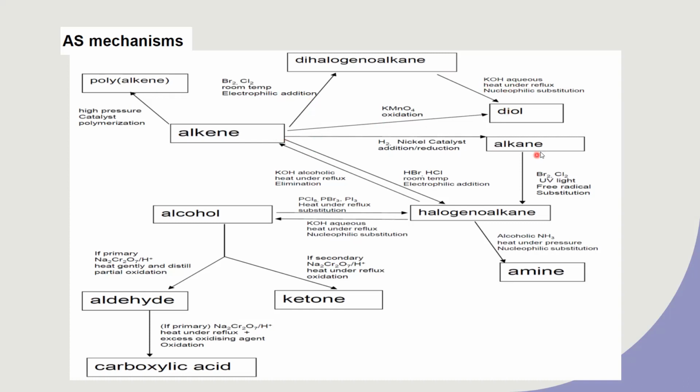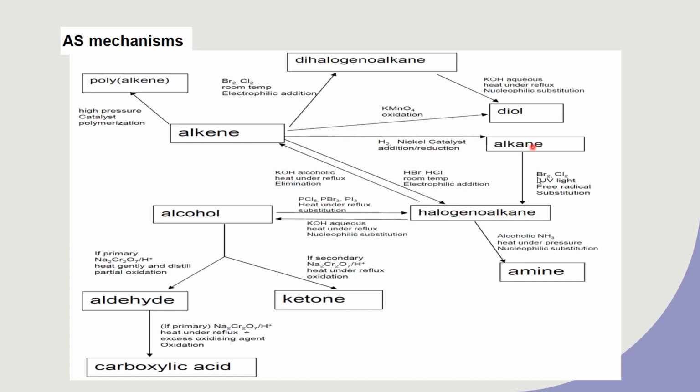Same thing if we have an alkene and we want to convert it into an alkane. We use nickel as a catalyst, and this reaction is known as addition, or we can say reduction, because hydrogen is added. Whenever addition of hydrogen occurs, it also refers to reduction, and it gives an alkane. Or if an alkene is there, we use hydrogen bromide or hydrogen chloride at room temperature. Again, an electrophilic addition reaction will take place and it will form a halogenoalkane.